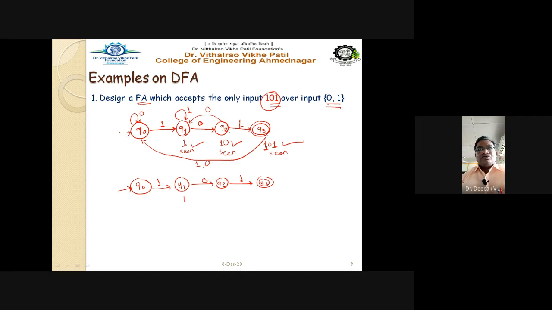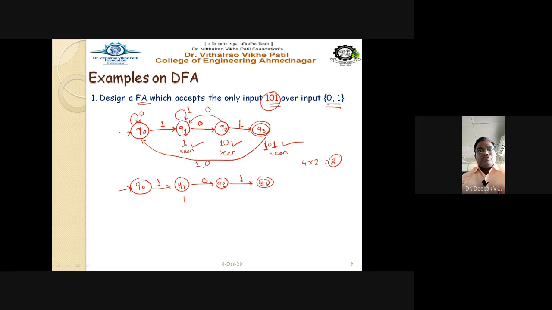Now, for the rest of the transitions, how many states are there? One to four states are there. Four states into two input alphabets, so definitely the total transitions are 8. Now mark the remaining transitions. Now how to mark the remaining transitions?